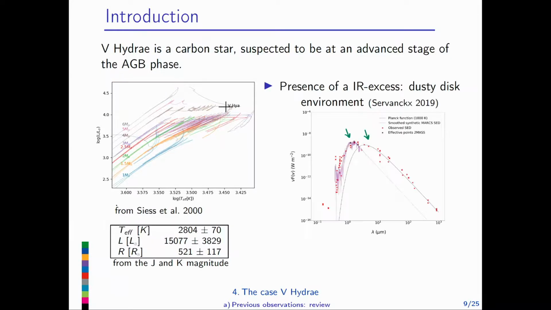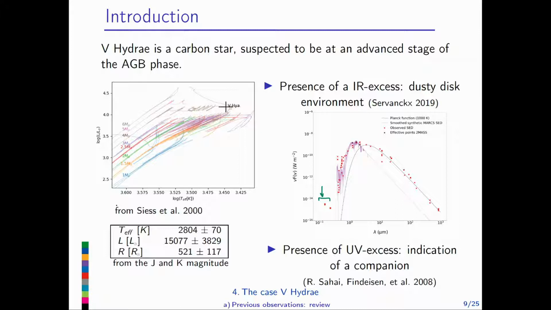We can also look at the SED of the star, and from the SED, we can see that we have an excess in the infrared. So, for example, here in pink, you have a synthetic SED. The red dots are the data from V Hydrae. And we can see that we cannot fit all the data with one synthetic SED, but we can with one synthetic SED plus a black body, which is an indication of the presence of dust, a dusty environment around the star, which is quite common for a star that is losing mass.